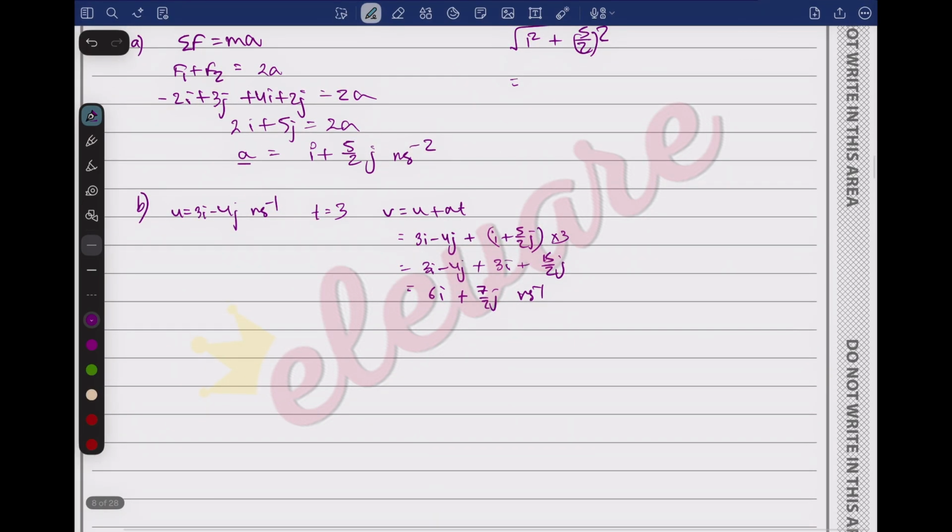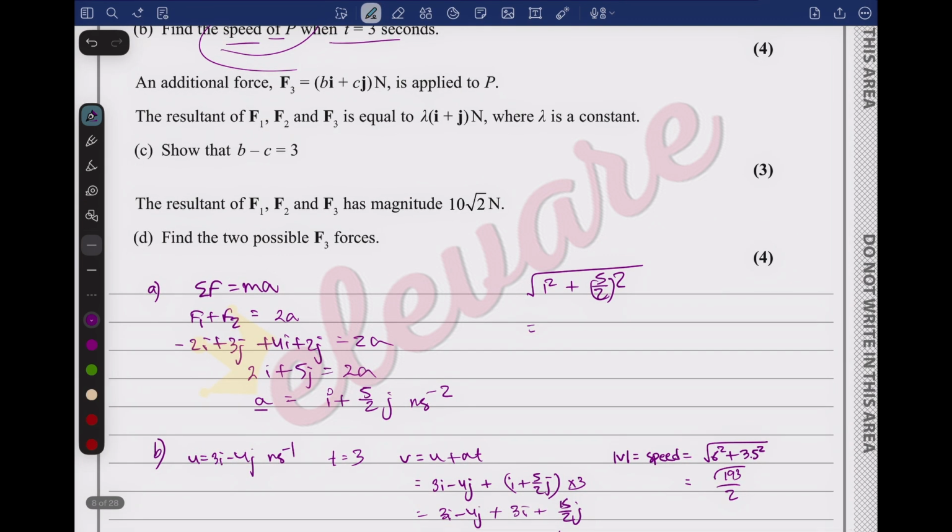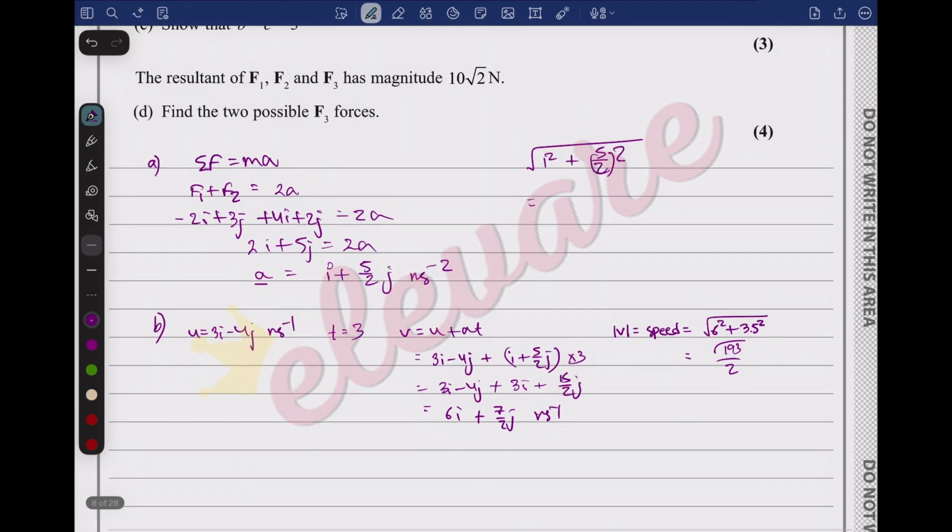Okay, so this is the final velocity at t is equal to 3. So now we have to find out the speed. And what is speed? Speed is the magnitude of a velocity's vector form. So we can write this down like this. Magnitude of v is equal to the speed, equal to square root of 6 squared plus 7 by 2, which is 3.5, squared. So yeah, that is going to give us 6.95 meters per second. You could also write down the exact form first, root 193 by 2, just in case you need to use this in the following parts of the question.